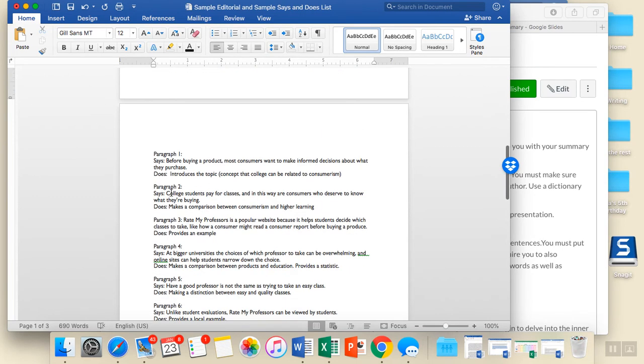So this is my says-does list. And my says statement, let's see if I can highlight it, is this. It's basically a 1-sentence summary of what I just read. I said, before buying a product, most consumers want to make informed decisions about what they purchase. Basically saying the same thing, but in my own words, and I pared down the information.